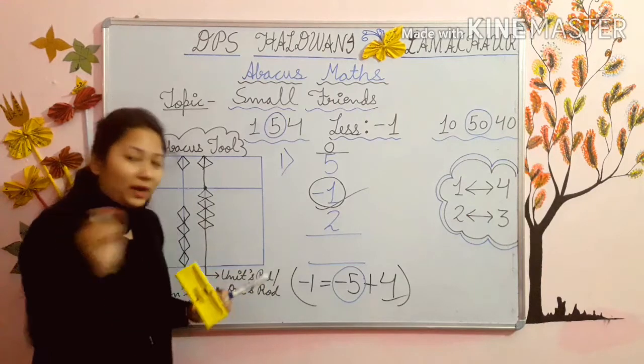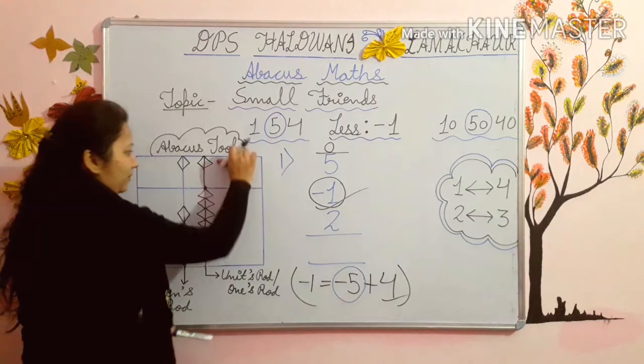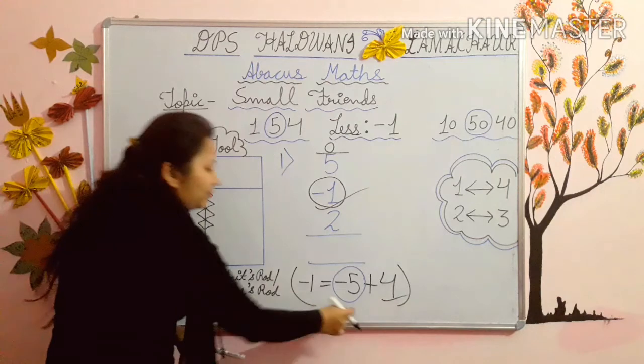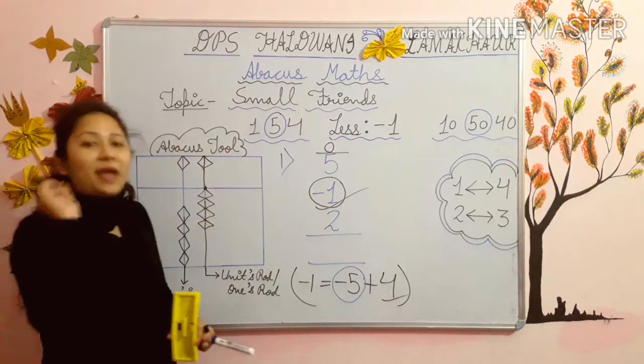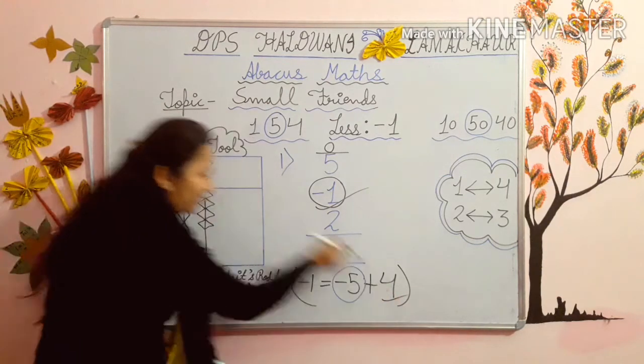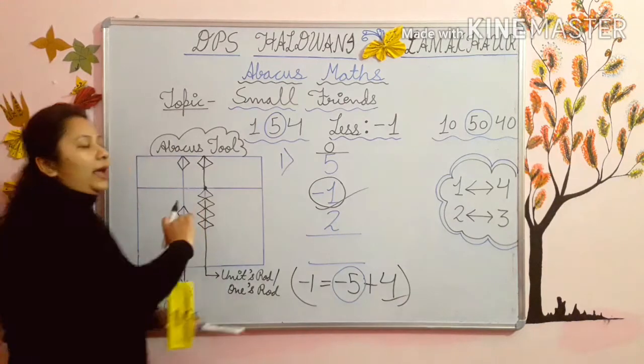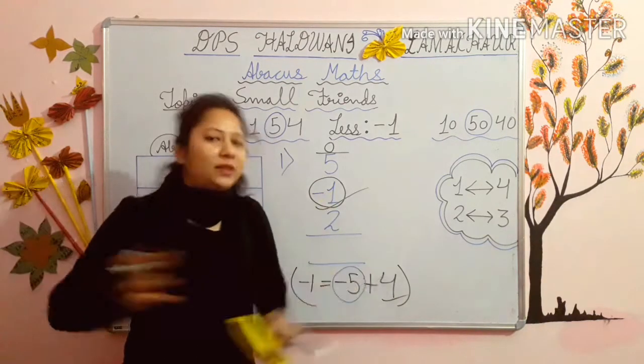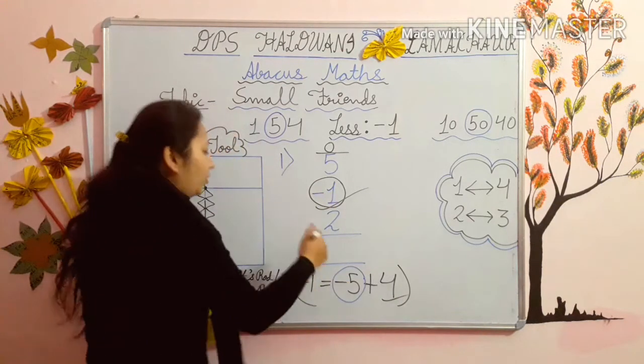Yes kids, you have done -5. -5 back to its place means 5 back to its place. Then you have added 4. +4 is there. So you have added 4 and -1 is subtracted now. Nothing you have to do. Now you have to add 2.